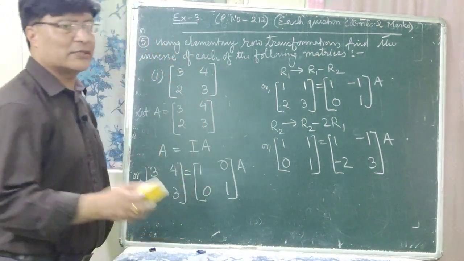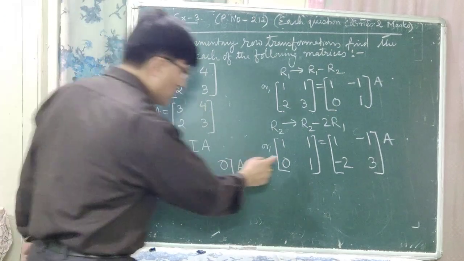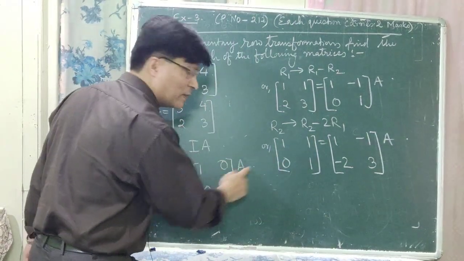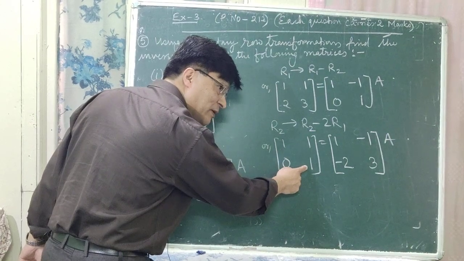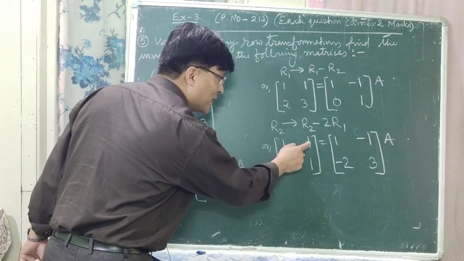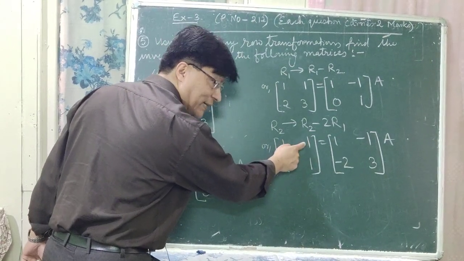Okay? As a next, this is already 1. 1, 0, it should be 1, but it is already 1 here. Now we have to make this 1, 0, which is above this 1.